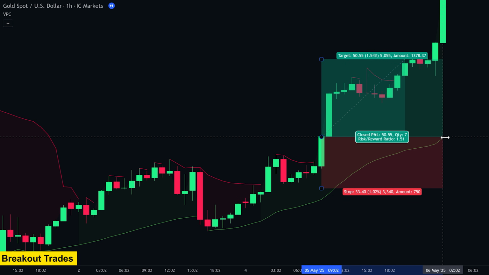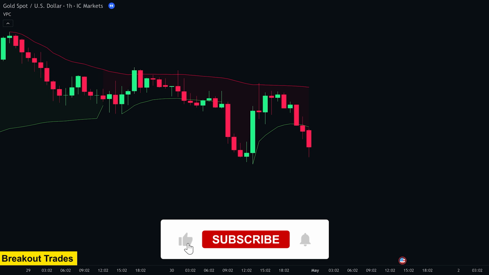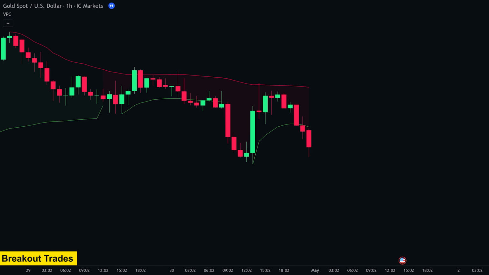For the sell trade, it's the opposite of the buy trade. Each time price makes a new low in trend, the indicator draws a fresh VWAP below price. If price breaks down and closes cleanly below that VWAP, we can consider that as a sell trade signal. You enter the trade at the close of the breakout candle.